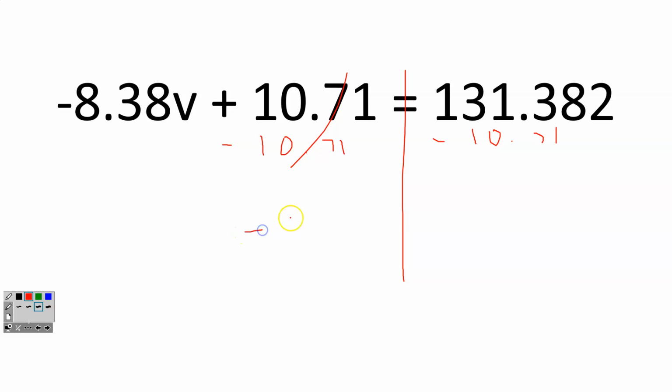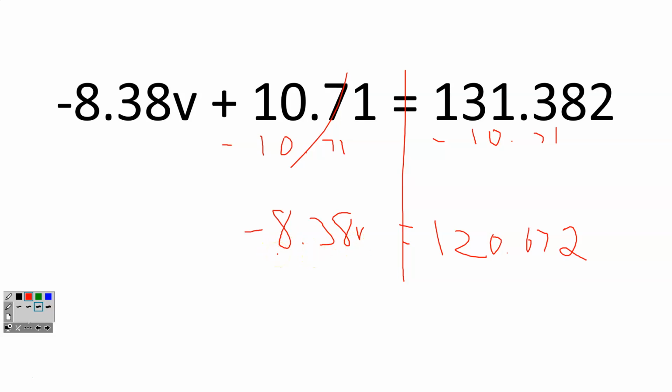That's going to give me a negative 8.38v on this side. When I type in my calculator 131.382 minus 10.71, that gives me an answer of 120.672. So now I've got to get rid of that negative 8.38.